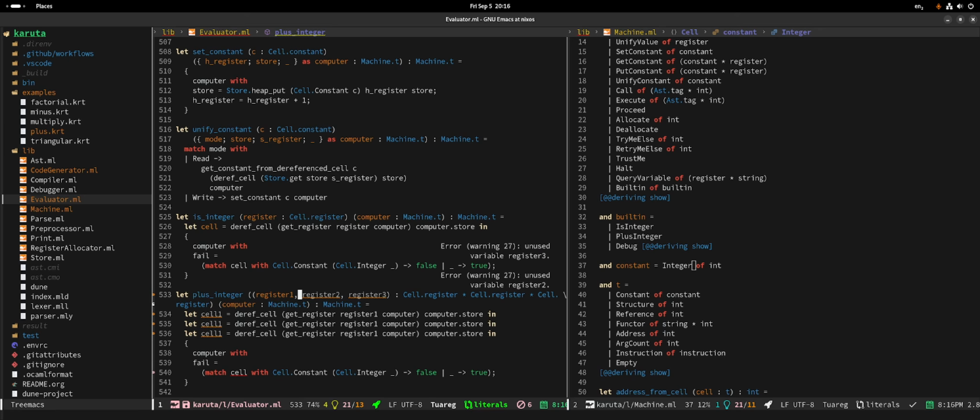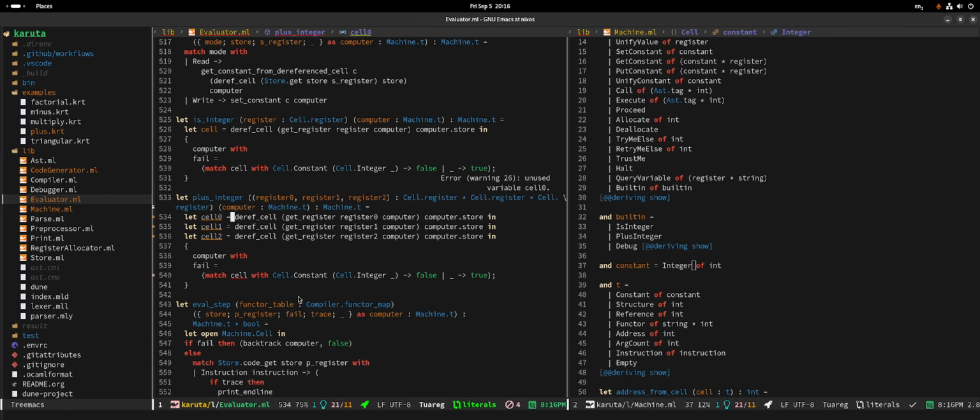Actually, I think I'm gonna rename this. I'm gonna do 0, 1, and 2. What else? Then, now that we have the cells, we need to check if at least two of them are integers.